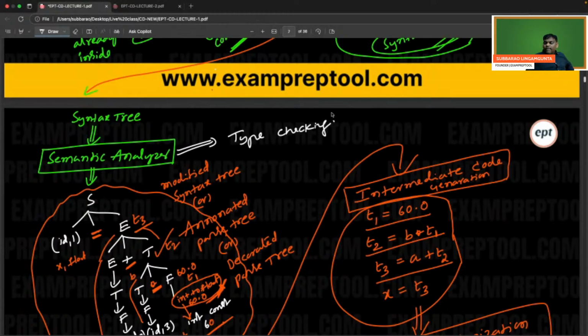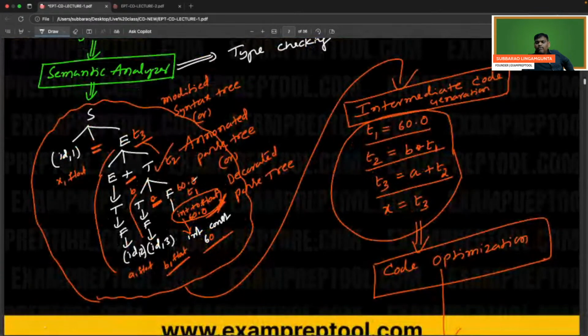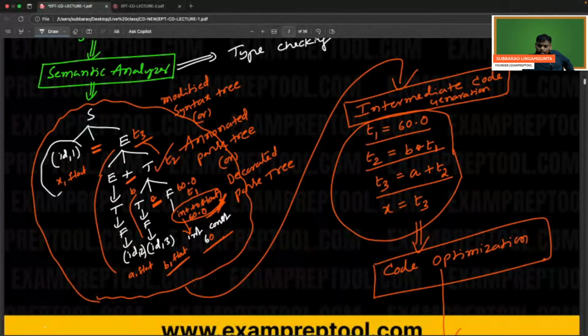Semantic analyzer will take care of type checking. How? Every time you go inside the symbol table and check. See, ID1: by using this token, you go inside the symbol table and check ID1. What is the type? Float. Oh, assignment operator, left side float, so right also float is required. Everywhere you go and ask, what is your type? Mine also float. Okay, what is your type? Mine also float.